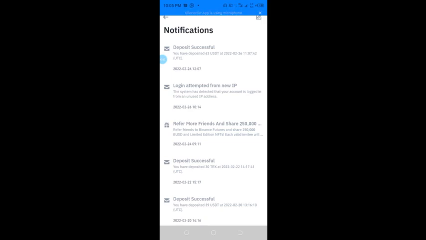I have $66 in my USDT account, but now I have 63 as my withdrawal because $3 has been deducted from the account.